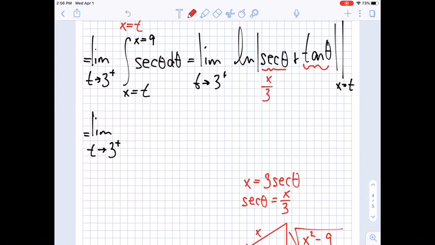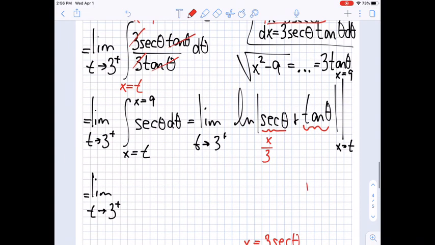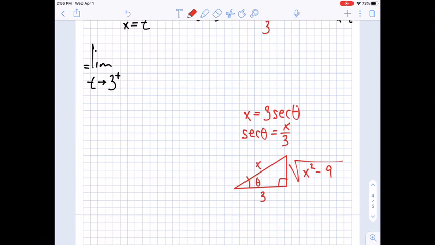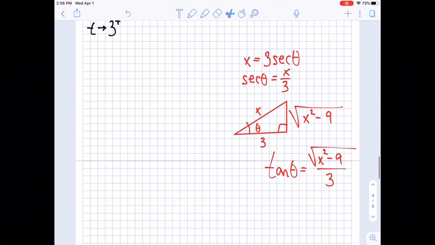Tan theta, we could use our reference triangle. There's other ways of doing it. If you remember, we do already know a relationship right here between tan theta and x. But using our reference triangle, we can also get that tan theta is going to be opposite over adjacent, so it's going to be square root of x squared minus 9 divided by 3. That's our tan theta term.